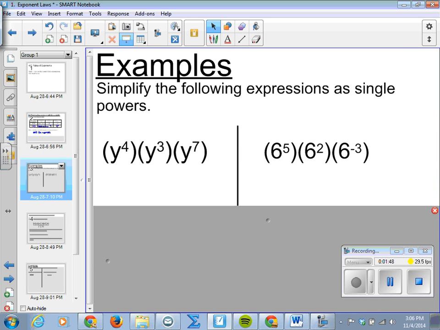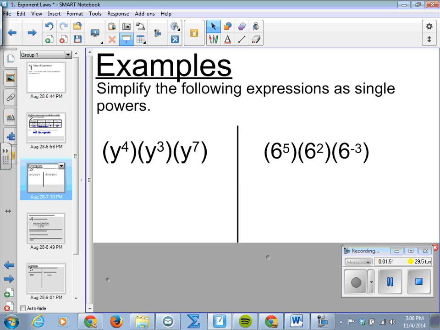So go ahead, and if you want to pause the video, try on your own, you can. We'll simplify the following expressions as single powers. So we've got y to the 4th times y to the 3rd times y to the 7th. We add those exponents up. 4 plus 3 is 7, plus 7 more is 14. Y to the 14th.